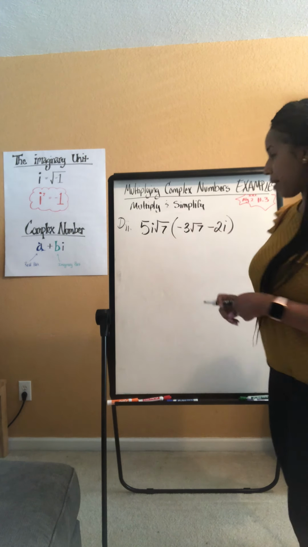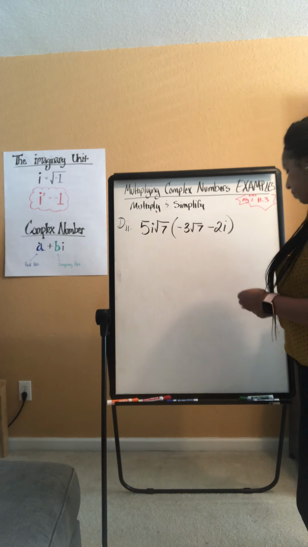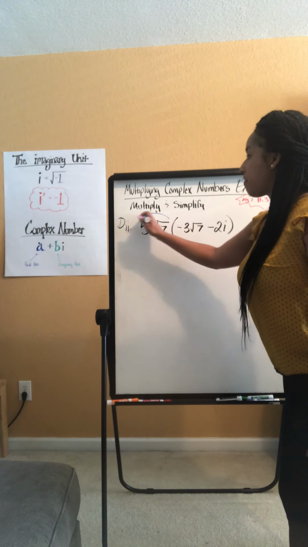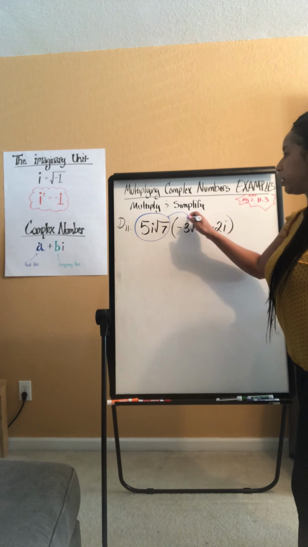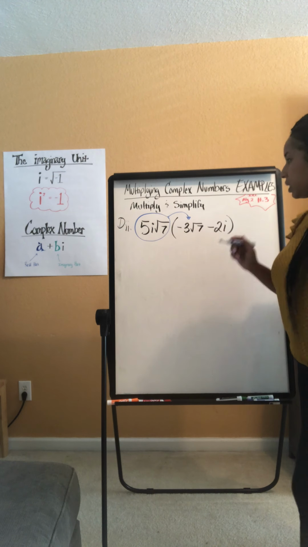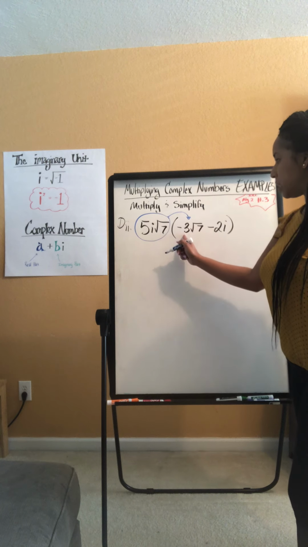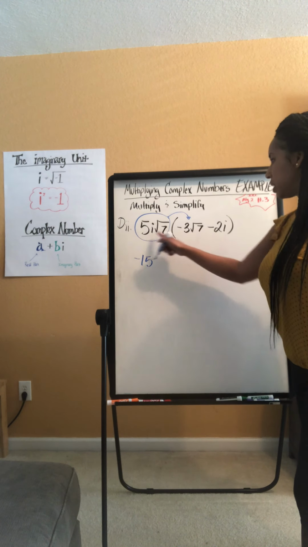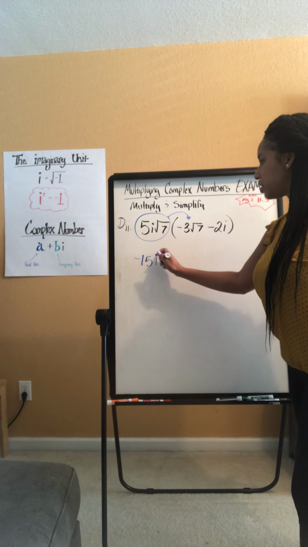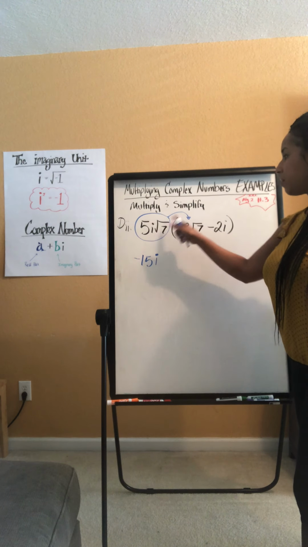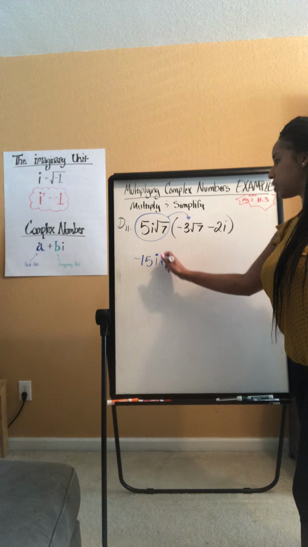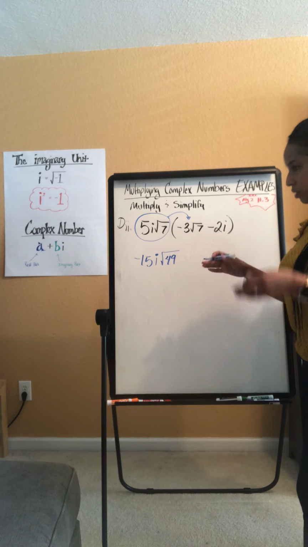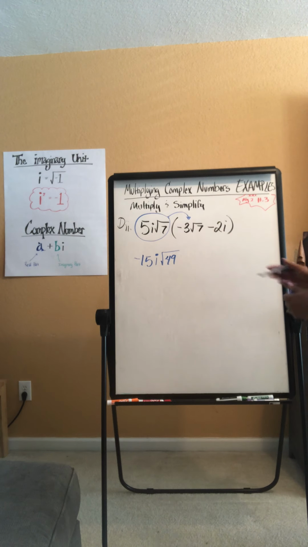So again, we're going to put our like parts together. This 5i in the square root of 7 needs to be distributed to both terms in the parentheses. So the 5 times the negative 3 gives me negative 15. The i has nothing to multiply with, so it just falls down. The square root of 7 times the other square root of 7 will make the square root of 49, which we will simplify in a minute, one thing at a time.